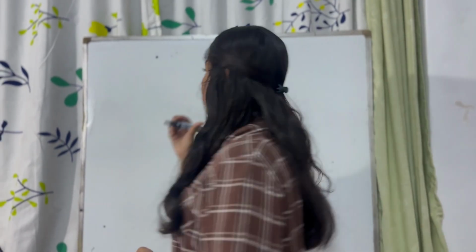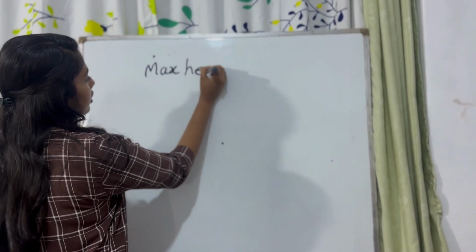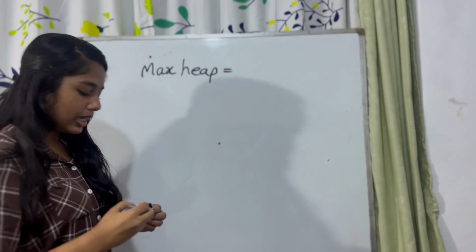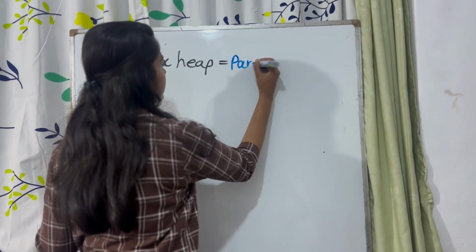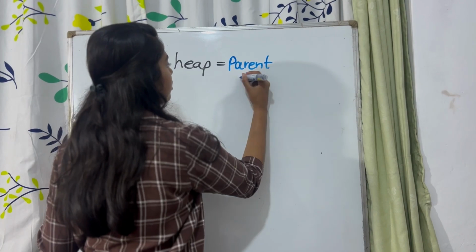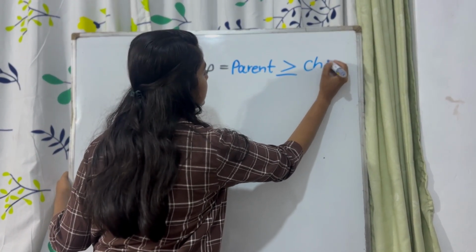Now let's discuss the heap properties. There are 2 main types of heap properties. First one is max heap, second one is min heap. First we will learn about max heap. In the max heap, the parent node is always greater than or equal to its child nodes.